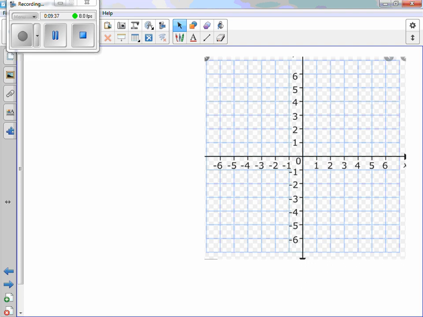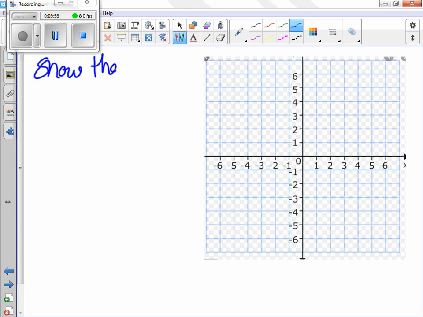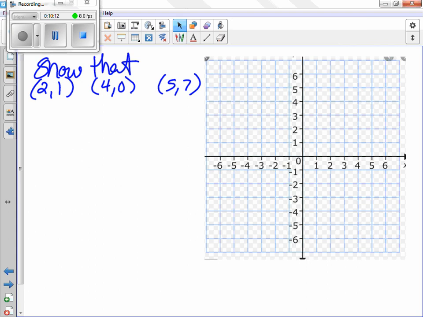Okay, now, the reason that this is blank is because I'm actually adding this in. If for some reason the book skips, or the slide skipped example 4, I want to do example 4. So I'll write it down here. We want to show that the points 2, 1, 4, 0, and 5, 7 are vertices of a right triangle.